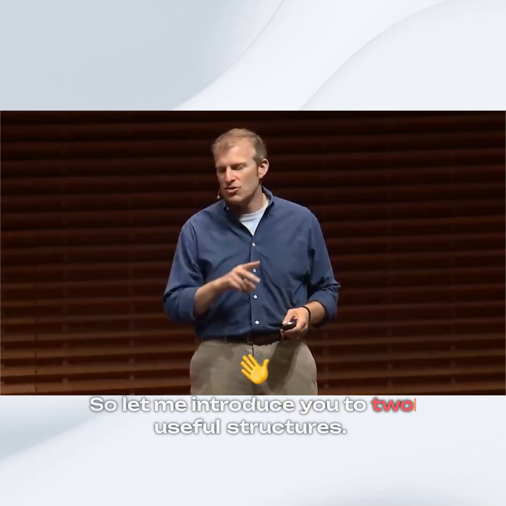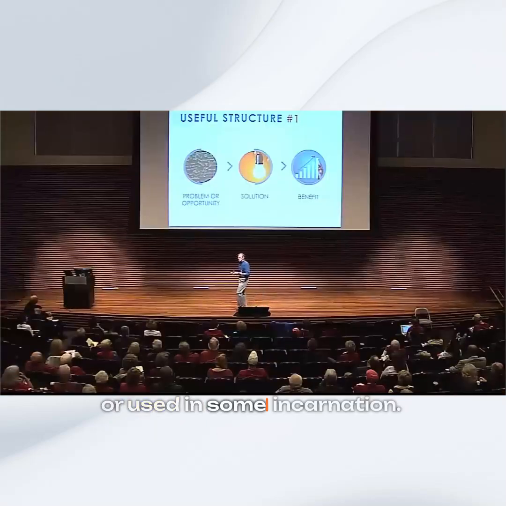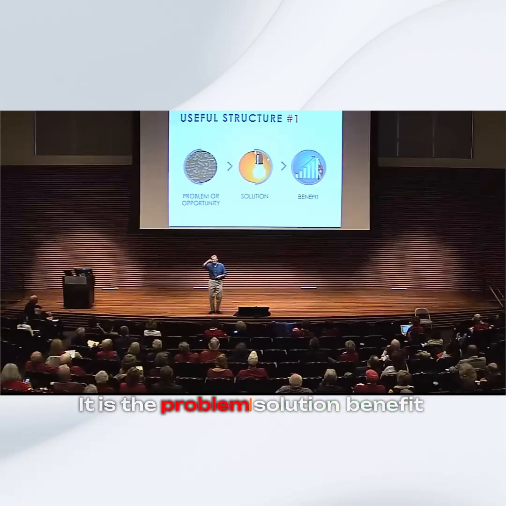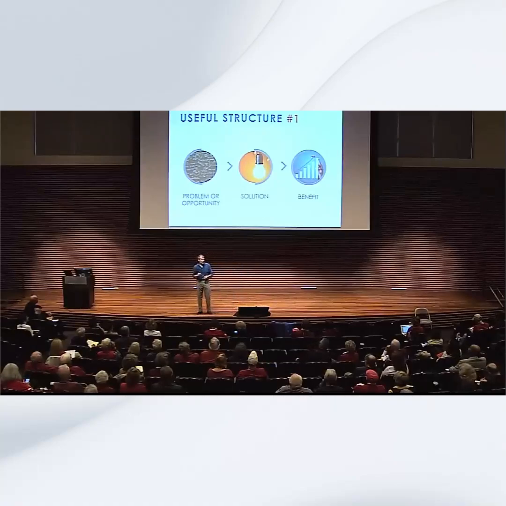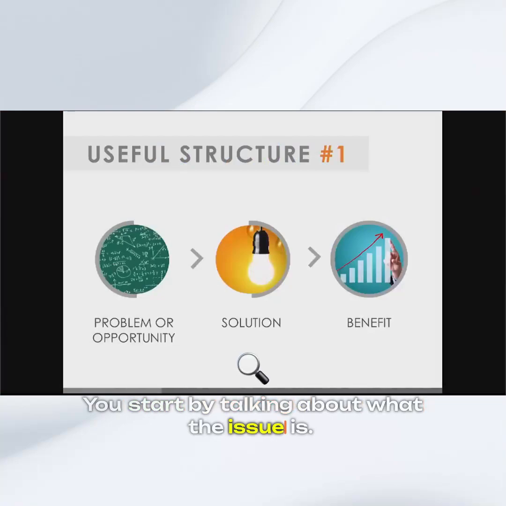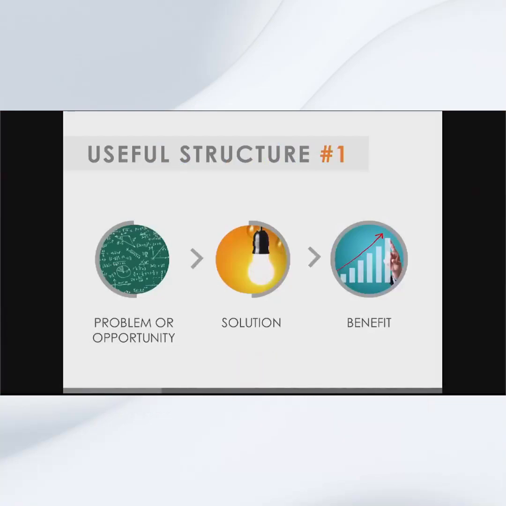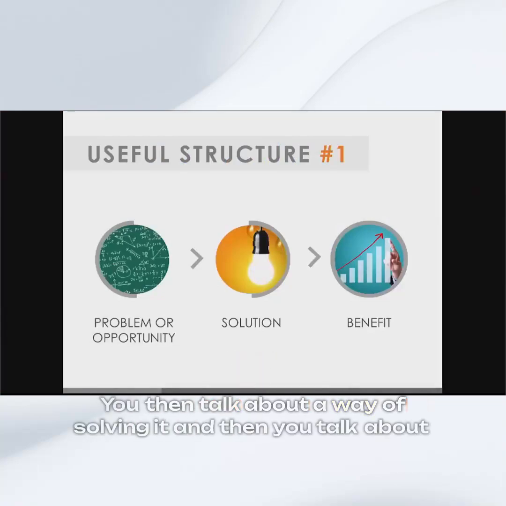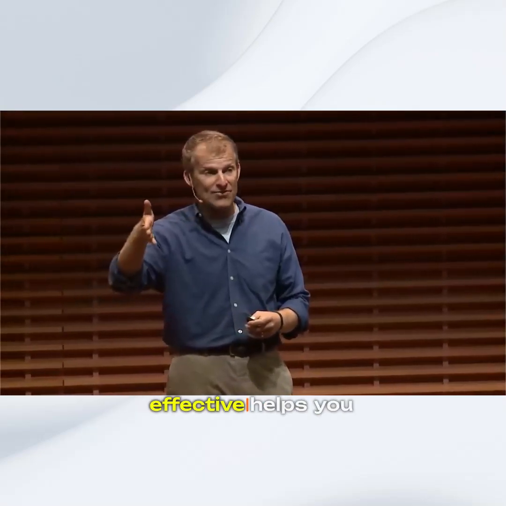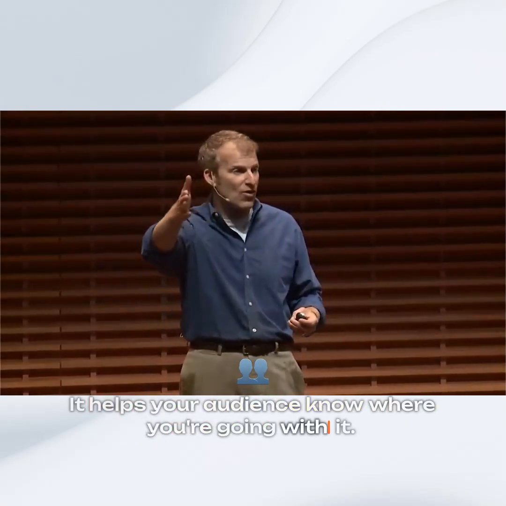So let me introduce you to two useful structures. The first useful structure you have probably heard or used in some incarnation. It is the problem, solution, benefit structure. You start by talking about what the issue is, the problem. You then talk about a way of solving it, and then you talk about the benefits of following through on it. Very persuasive, very effective, helps you as the speaker remember it, helps your audience know where you're going with it.